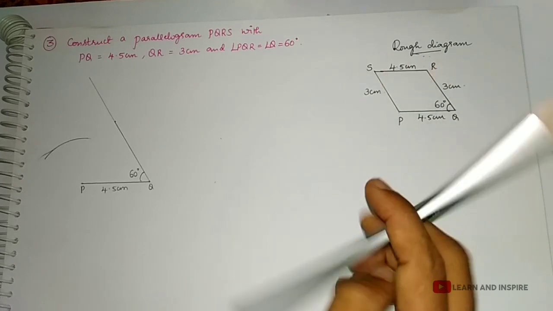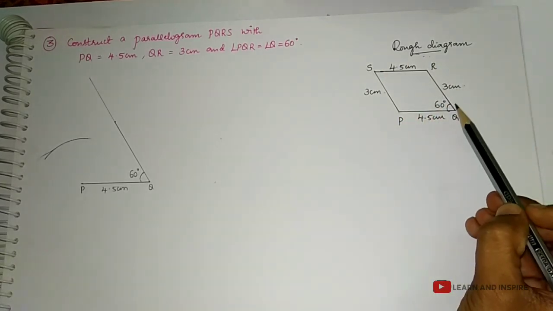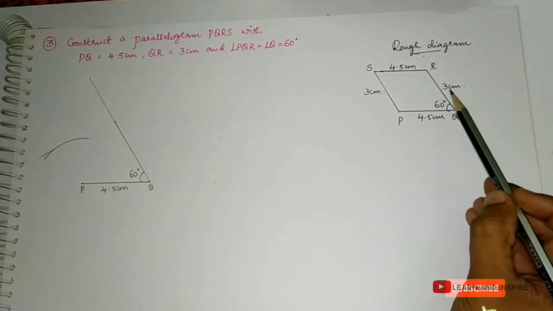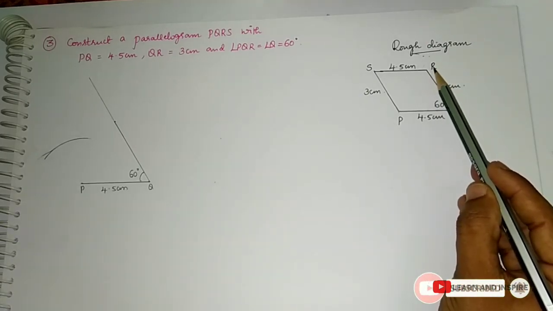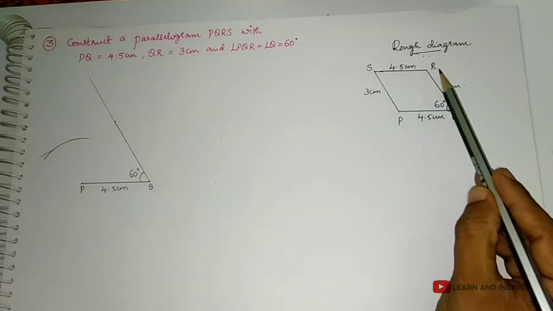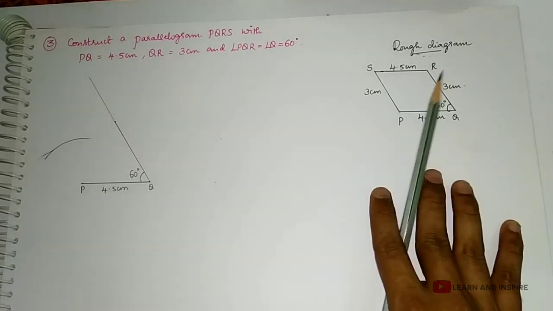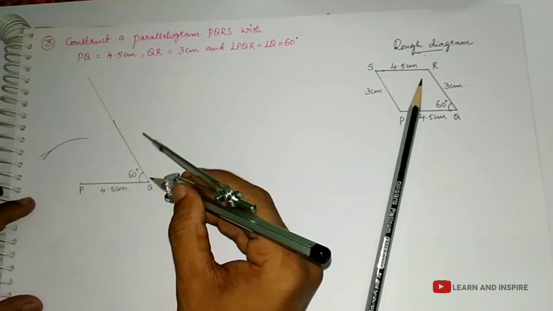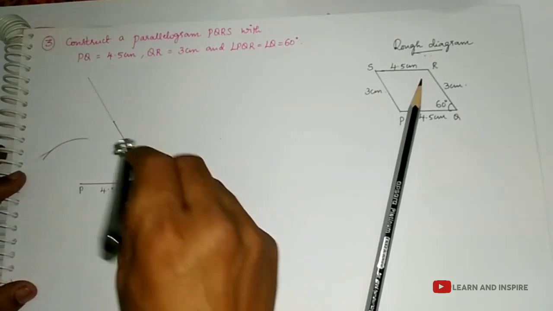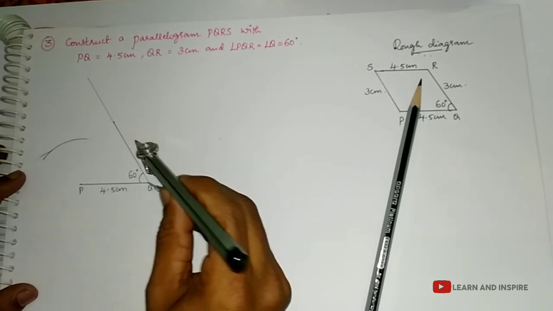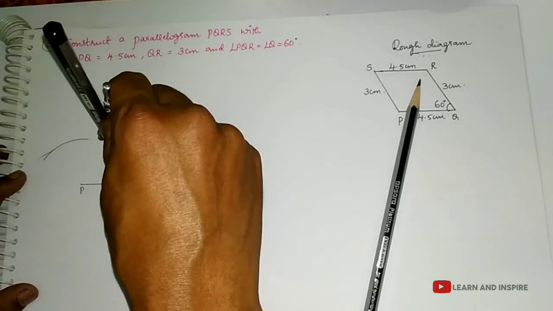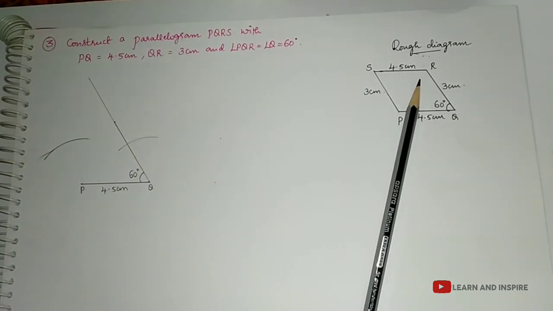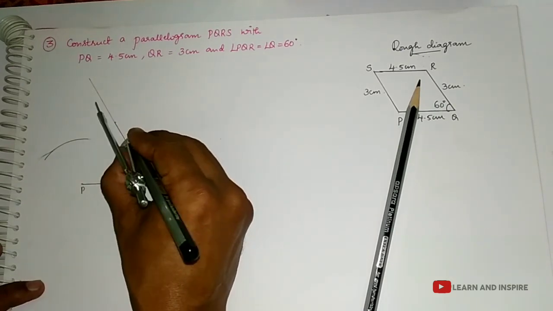Now step 4. With Q as center of radius 3 centimeters, we can draw an arc and name this point as R. So this is 3 centimeters. With the same 3 centimeters measurement, we can draw an arc. So here I draw an arc. I name this point R.